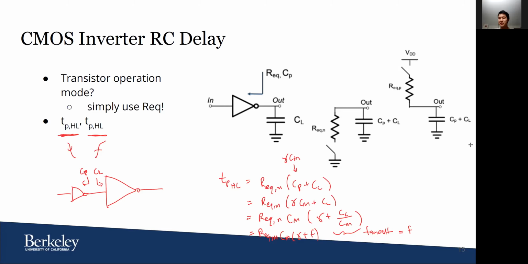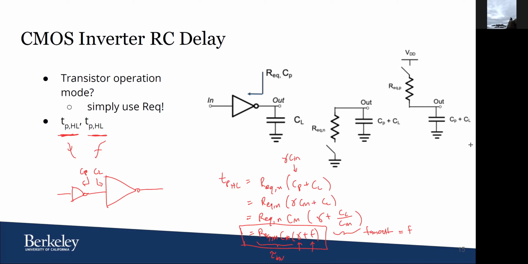It's just to rearrange this TP equation into a form that you'll see later on, which is this form. The R equivalent times C_in is going to be the intrinsic time constant of the inverter. And anything that modifies the intrinsic time constant of the inverter is going to be a function of its parasitic capacitance and the fan out.